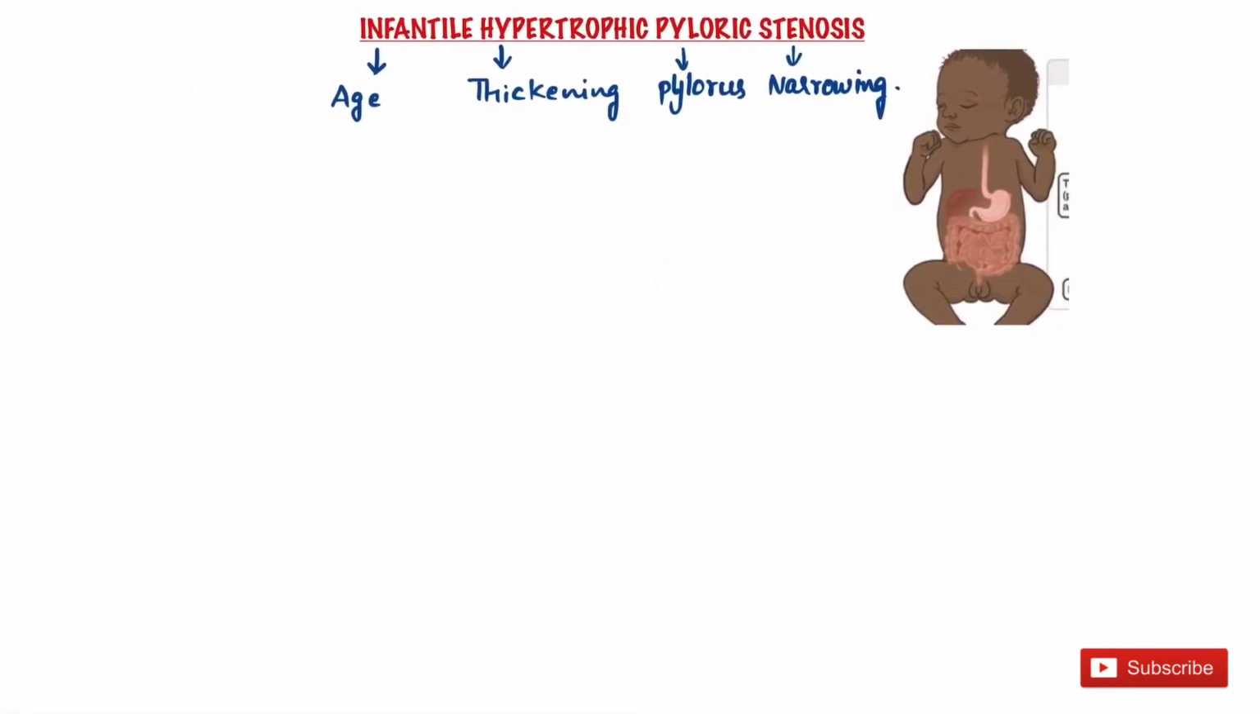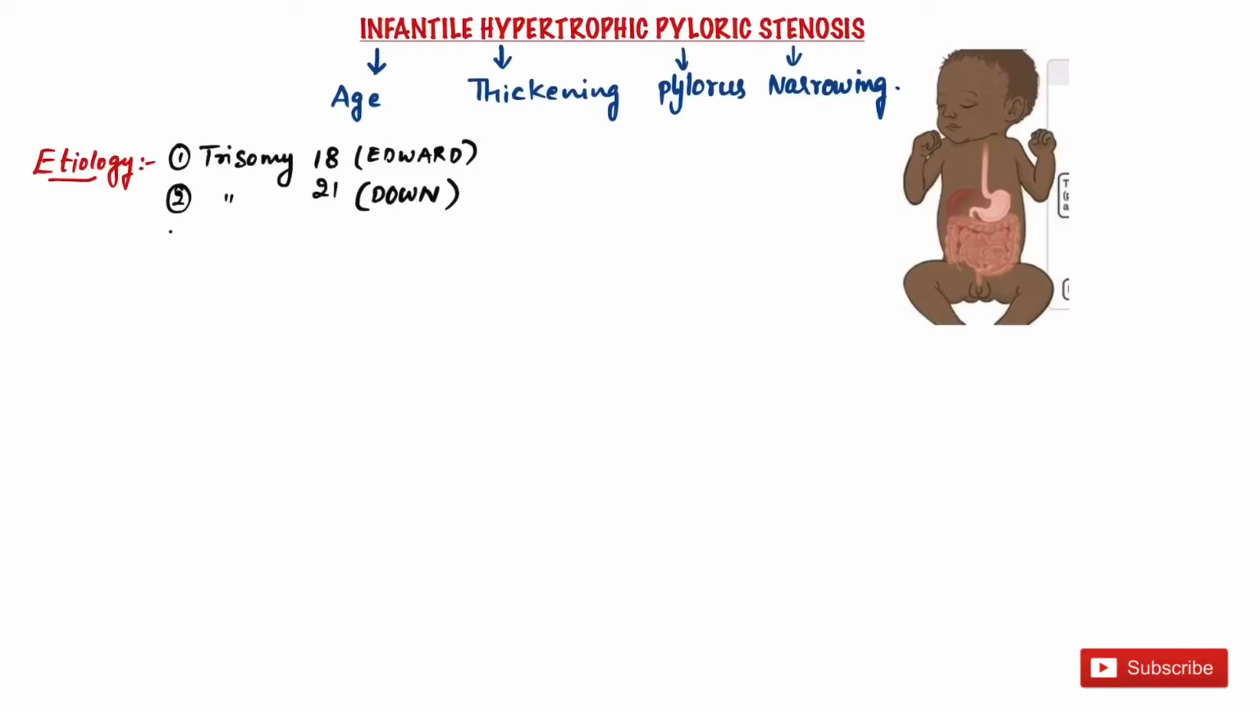And coming to the etiology, it is multifactorial. That is, it has many associated factors. The first one is trisomy 18, and the second one is trisomy 21. 18 is Edwards, and 21 is Down syndrome.